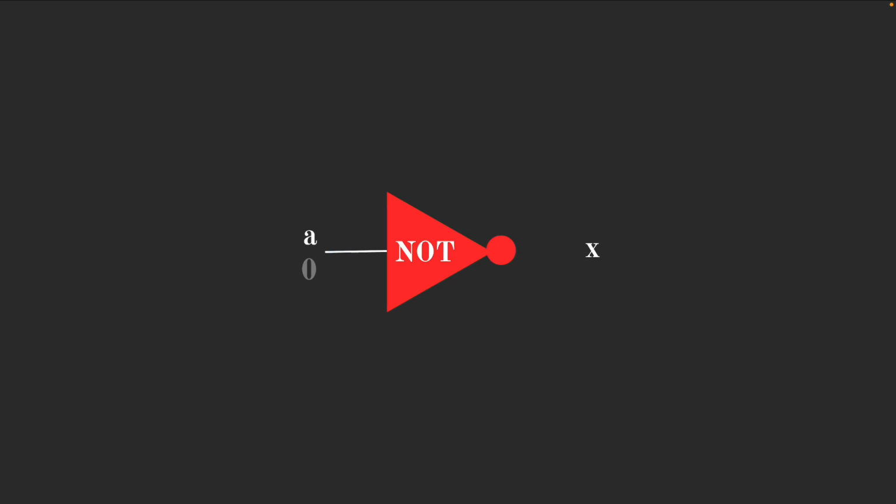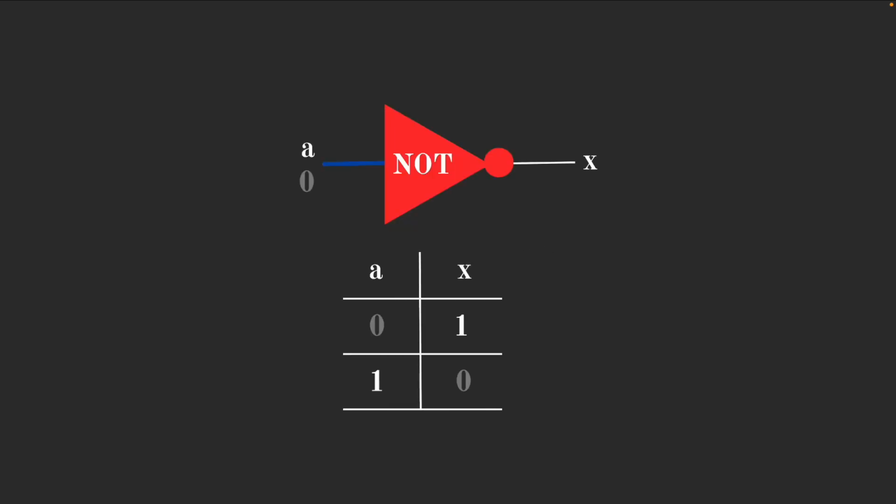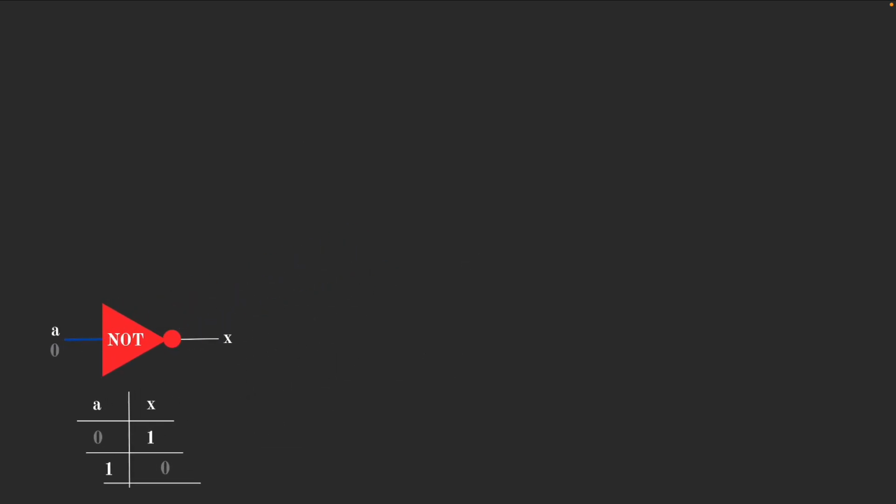And we can make a truth table for this that looks something like this. As you can see, our output is just an inversion of our input. And we can put this over here, and that is our first logic gate.